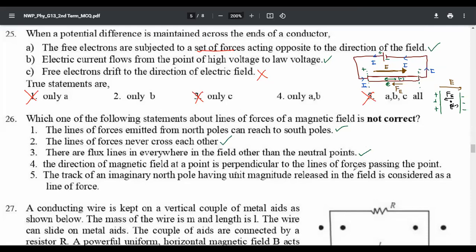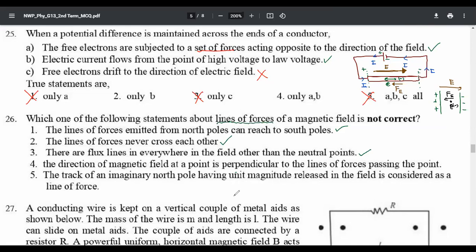The direction of the magnetic field at a point is perpendicular to the lines of forces passing the point. Wait. The track of an imaginary North Pole having unit magnet released in the field is considered as a line of force. What? What was that? No, we don't use the term lines of forces. We normally say field lines.